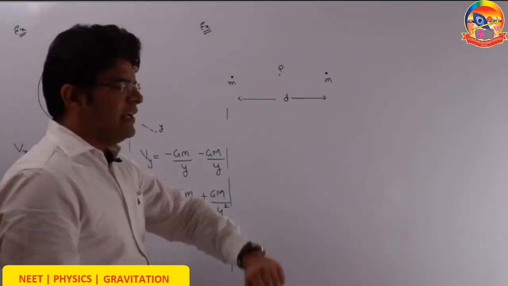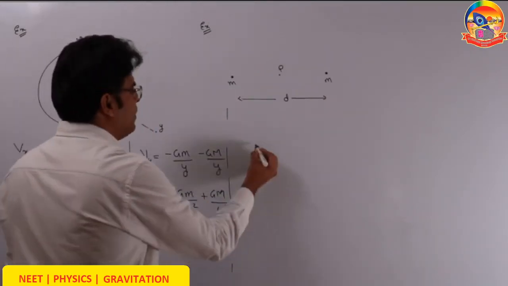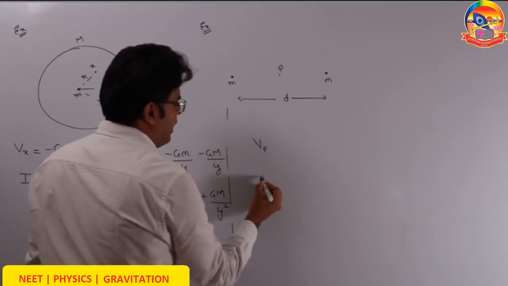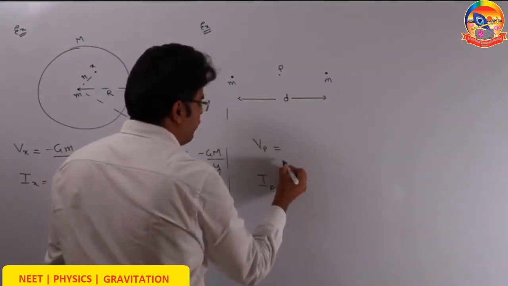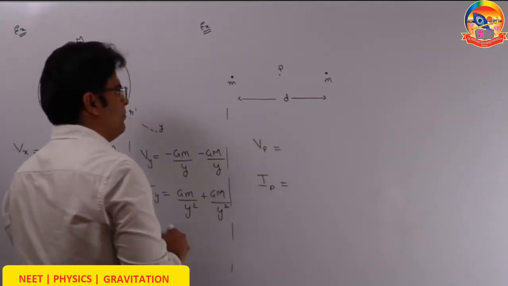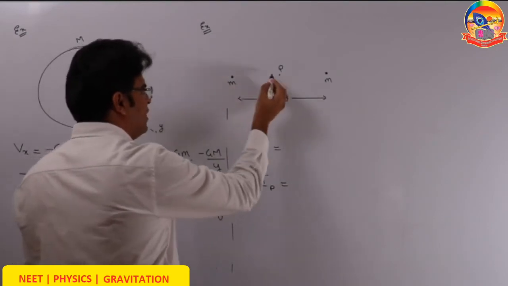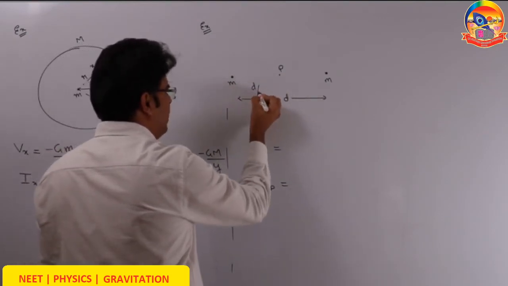P is their central point. We need to write the potential at P and we need to write the field at P. So first of all, let's start with the potential at P. If P is the midpoint, then the distance of P from each mass will be d by 2.